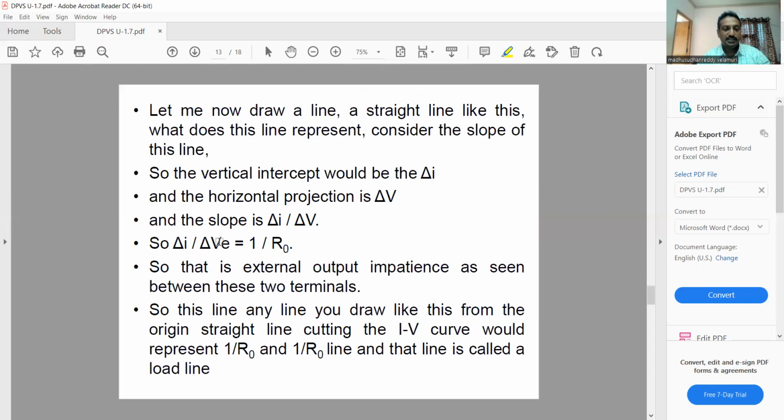Therefore, the ratio of delta I by delta V is the slope. That slope is indicated as 1 by R naught. That is indicated as the load line, the external output impedance as seen between these two terminals. So any line you draw like this from the origin is called a load line.